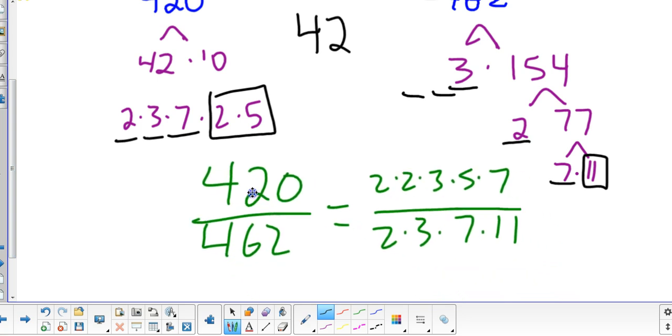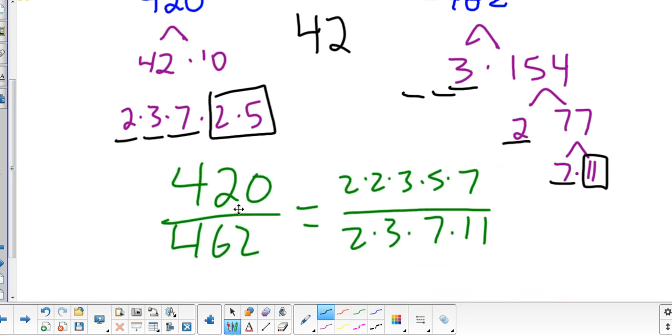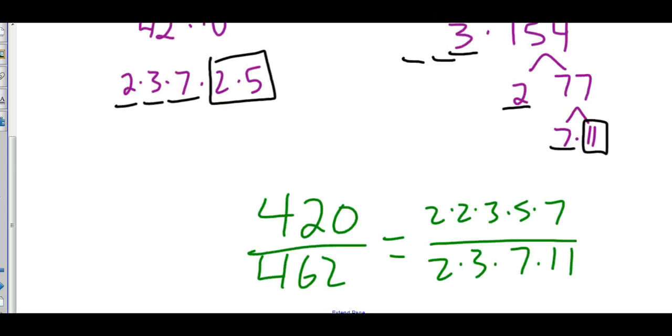So if I have the fraction 420 over 462, that's exactly what I'm going to be canceling out: a 2, a 3, and a 7. And so canceling out a 2, a 3, and a factor of 7, I canceled out 2 times 3 times 7, or 42.